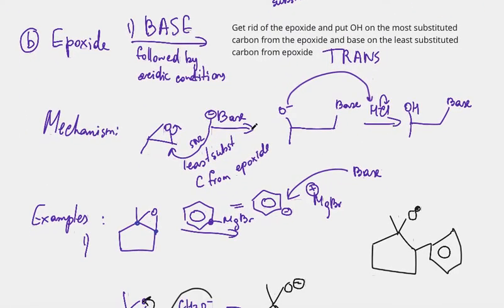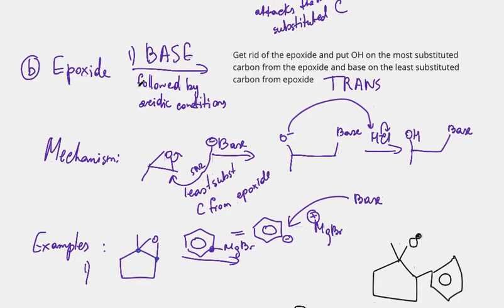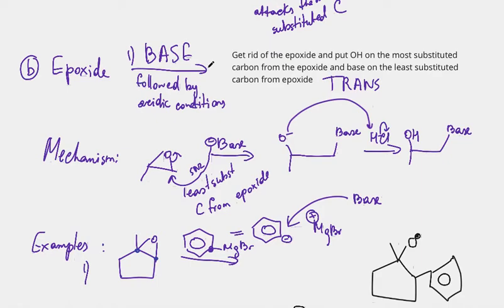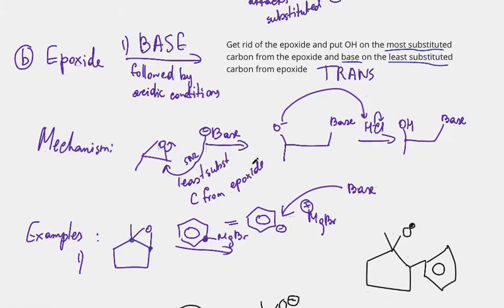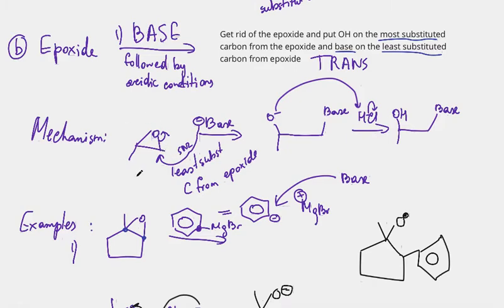Now let's go ahead and look at the epoxide with base. So in basic conditions, you also get rid of epoxide, but you will put OH on the most substituted carbon from epoxide, and base will go to the least substituted carbon. In the mechanism, again, you can think of epoxide being the birthday girl.